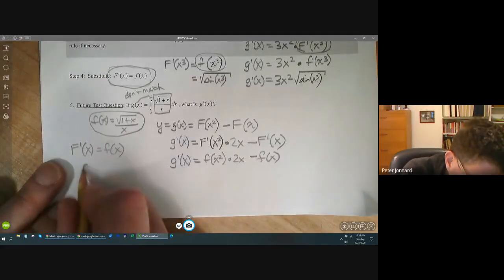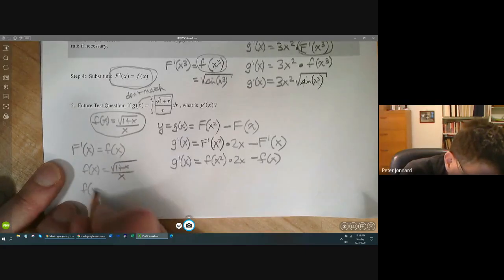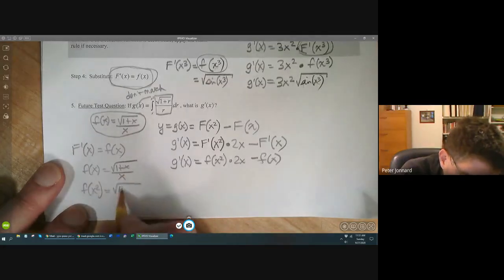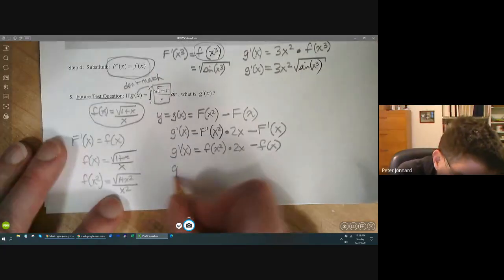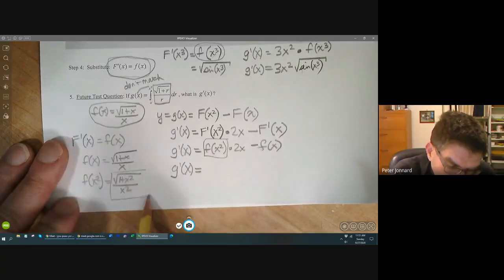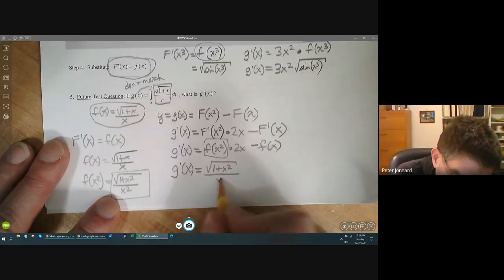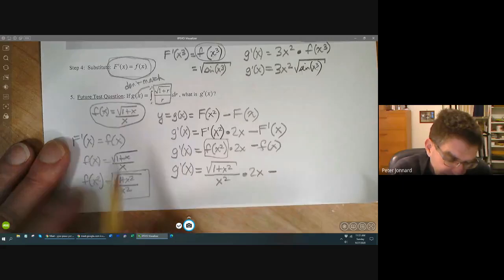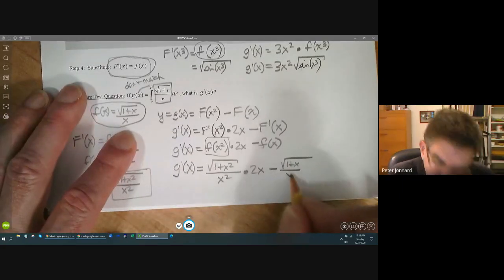Well, what is f of x squared? Well, if f of x is equal to the square root of 1 plus x over x, then f of x squared must be, you just replace every x with an x squared. It would be 1 plus x squared over x squared. And so I just rewrite my derivative g prime of x is equal to f of x squared, which I just evaluated there. It would be the square root of 1 plus x squared over x squared times 2x minus lowercase f of x, that's here. So minus the square root of 1 plus x over x, like so.